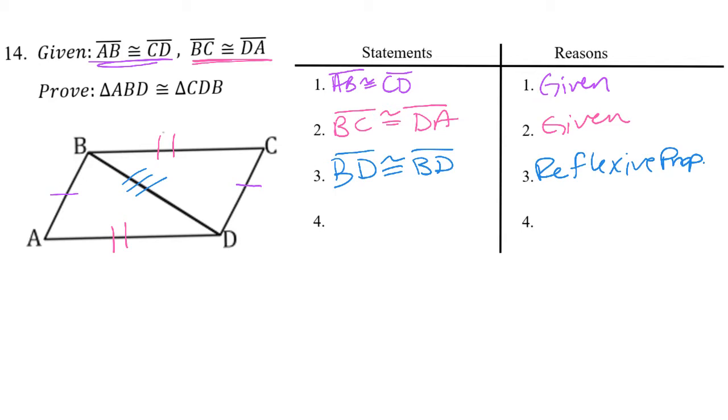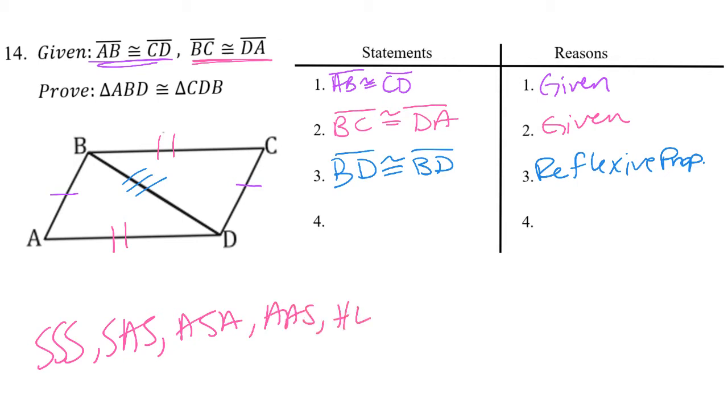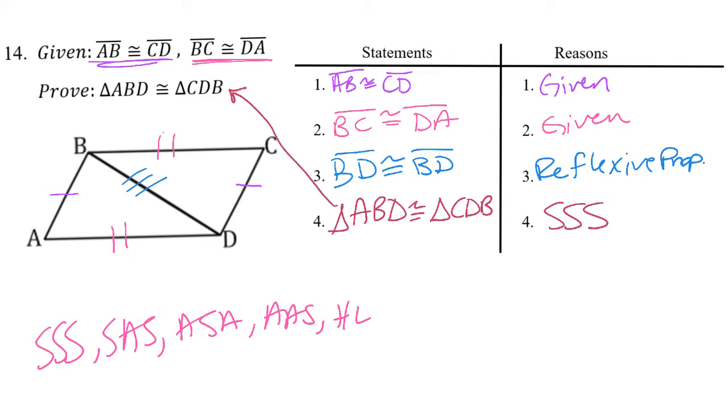And now remember our 5 options are side, side, side, side, angle, side, angle, side, angle, and angle, angle, side, and HL. Those are our 5 choices. And with this, since we have 3 sets of sides marked, we can say that triangle ABD is congruent to triangle CDB by side, side, side. And I get this triangle congruent statement right here from the proof statement. I just copy it down and then use one of these 5 reasons.